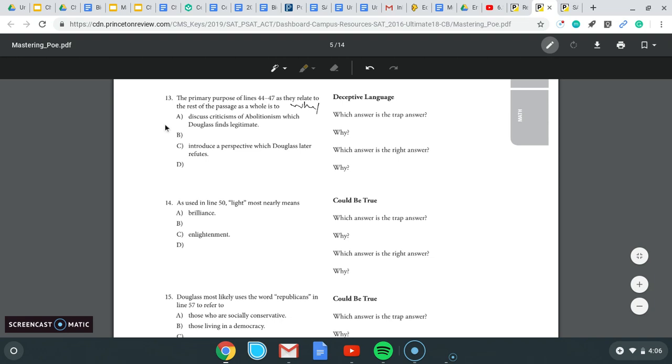What did you underline? Type it in the box. All right. I underlined, but I submit where all is plain, there is nothing to be argued. So is he attempting to discuss criticisms of abolitionism, which he finds legitimate? Or is he introducing a perspective which he later refutes?